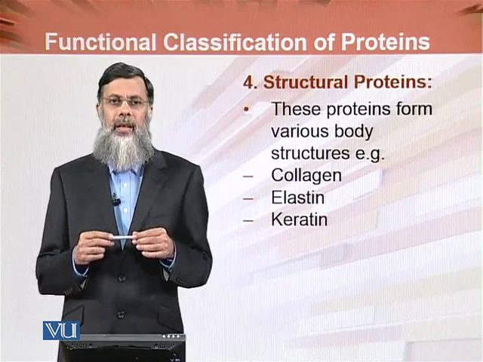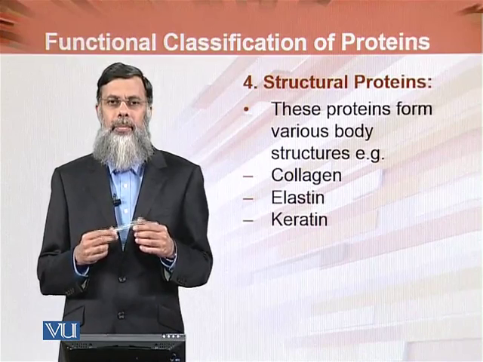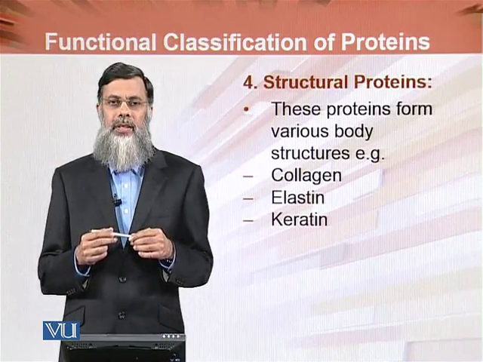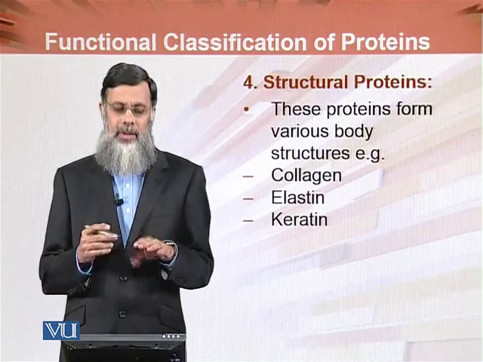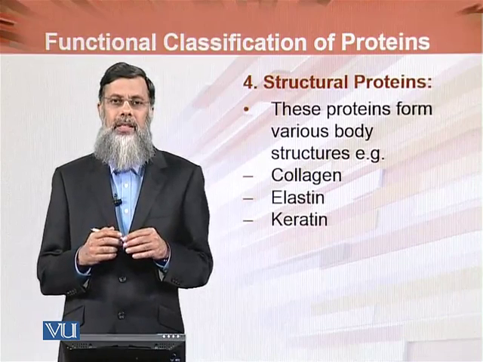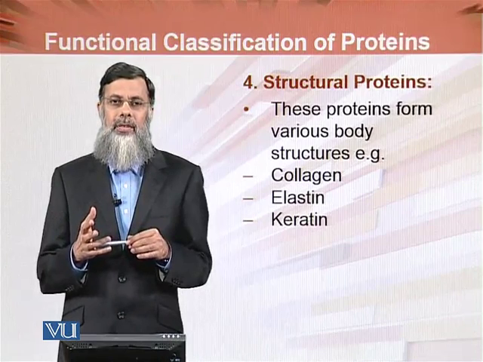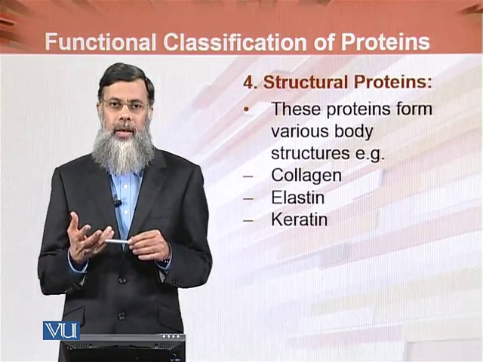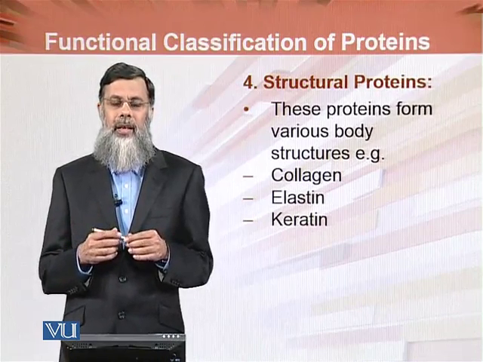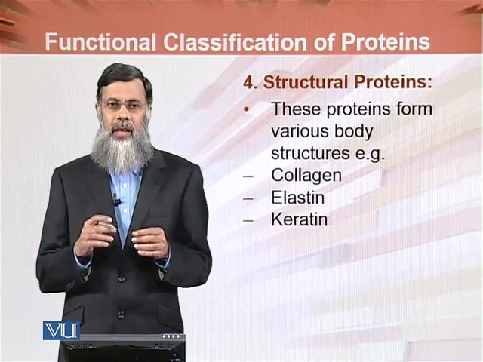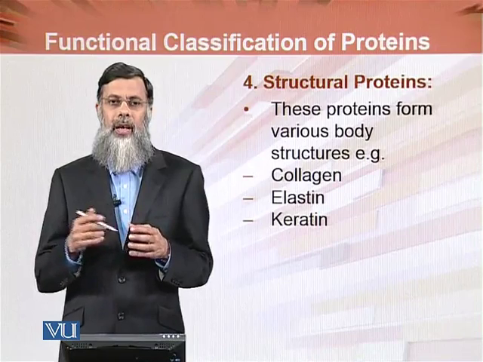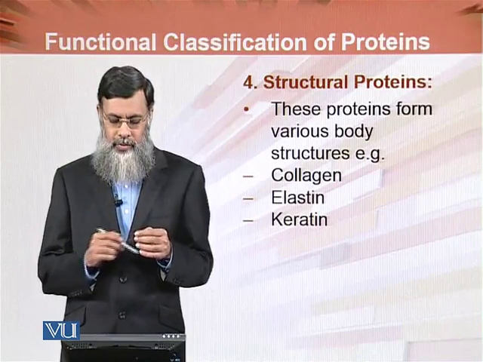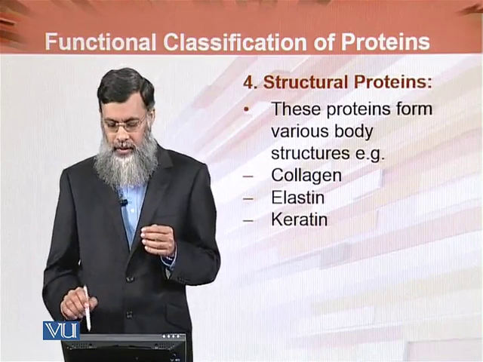Next one is keratin. As we have discussed in the initial modules of proteins, keratin is a protein which forms the nails, scales of the fishes, horns, hairs, feathers, and even, as we discussed in the first module, the horn of the rhinoceros is also formed from keratin.